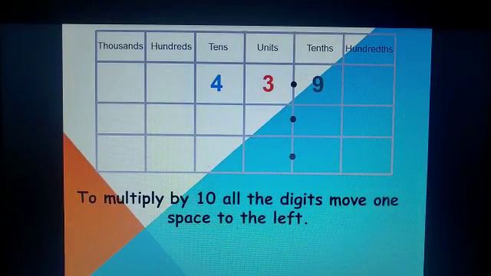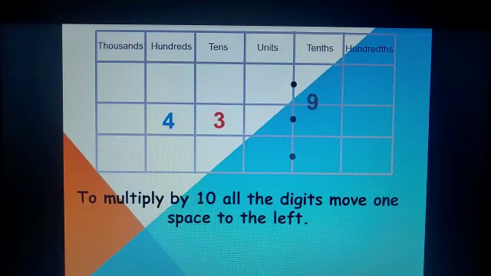Let's have a look at this number of 43.9. As you can see, I'm using a place value board behind me. I have 4 tens, 3 units and 9 tenths. To make this number 10 times bigger, I'm going to move all my digits one space, one column to the left. Why it's one column is because there's only one 0 in the number 10. So let's have a look. So my 4 tens will become 10 times bigger and move to the hundreds. My 3 units will move to the tens, and my 9 tenths will move to the units to give me an answer of 439.